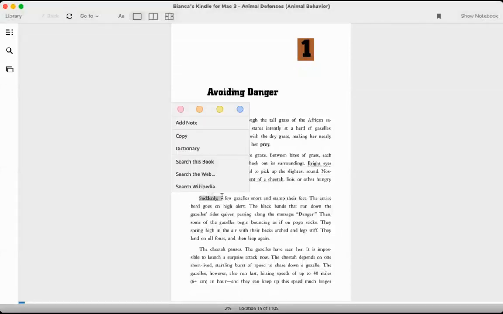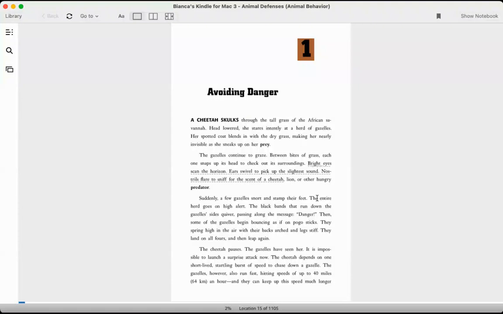Suddenly, a few gazelles snort and stamp their feet. The entire herd goes on high alert. The black bands that ran down the gazelles' sides quiver, passing along the message, "Danger!" Then, some of the gazelles begin bouncing as if on pogo sticks. They spring high in the air with their backs arched and legs stiff. They land on all fours and then leap again. The cheetah pauses. The gazelles have seen her.